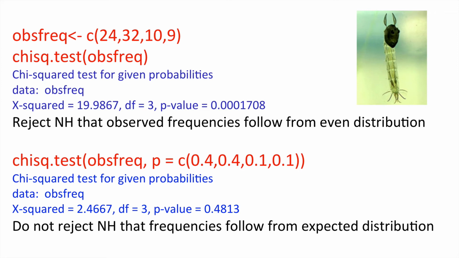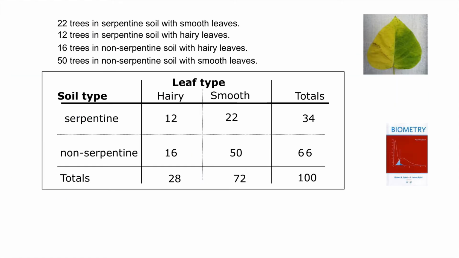Now let's move on to look at another application of goodness of fit statistics. This is a well-known application that some of you may have seen already. It is a formal test of association between one form of classification, like leaf type, and another form of classification, like soil type, all based on counts of individuals with these combinations of attributes. This particular example comes from Sokal and Rohlf's Biometry, and it deals with tree types. Either they've got hairy leaves or smooth leaves in mineral rich or non-mineral rich soils.